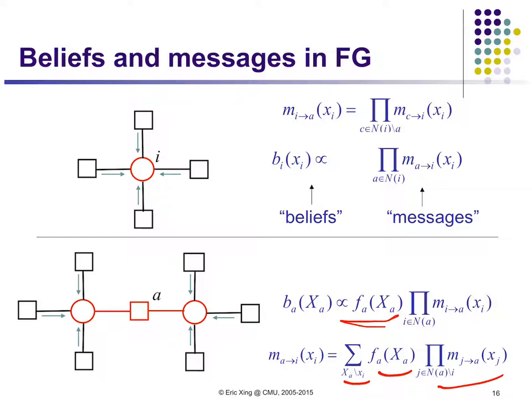When I receive all of the messages at the end of the message passing, I multiply them with each other, apply my own operation, and that's my belief. So if I normalize this, what do I get?